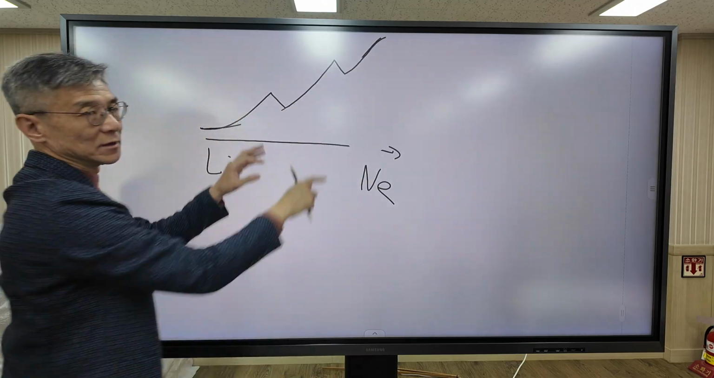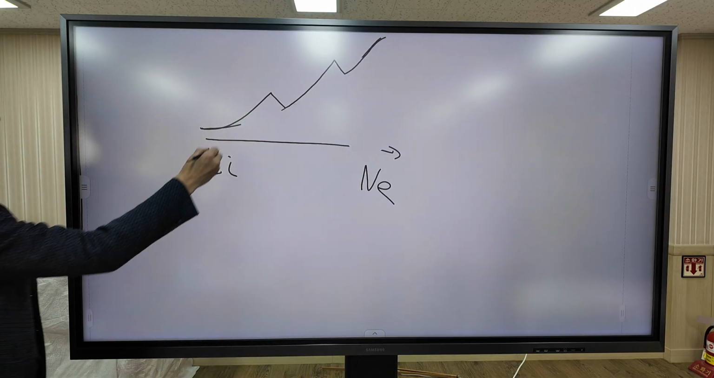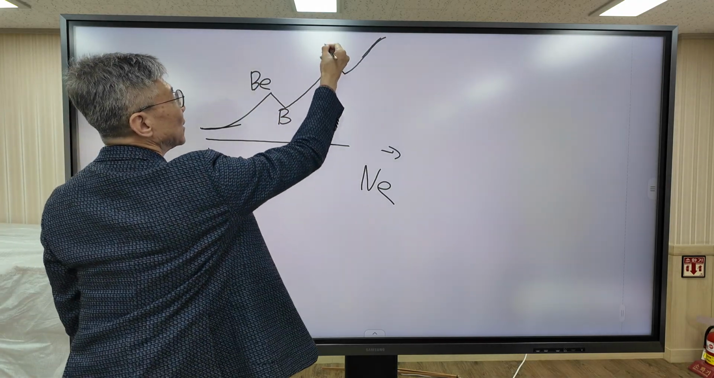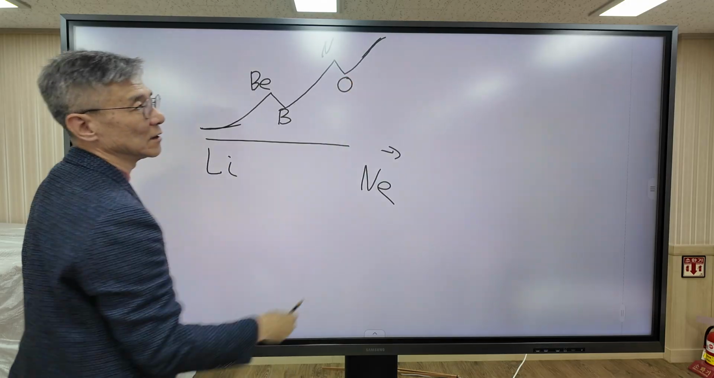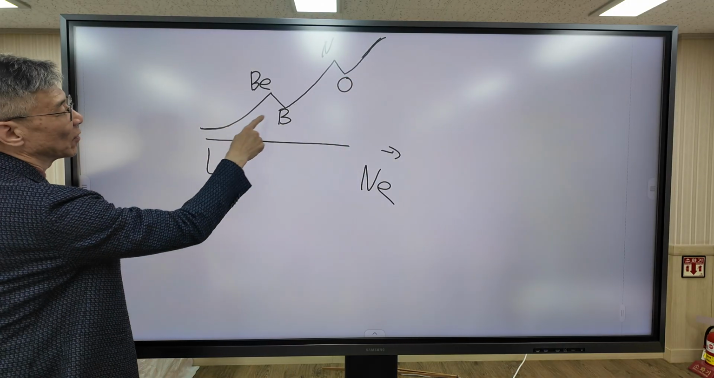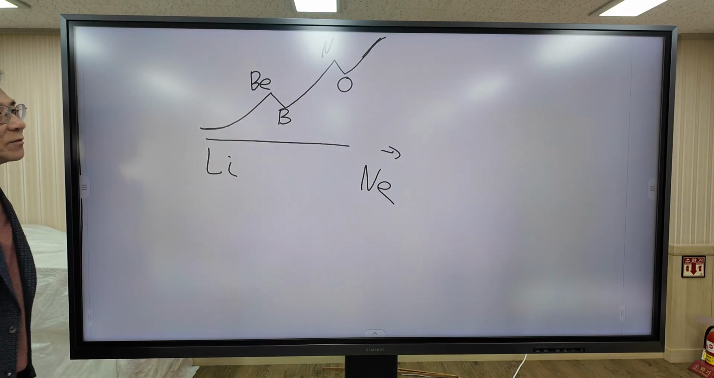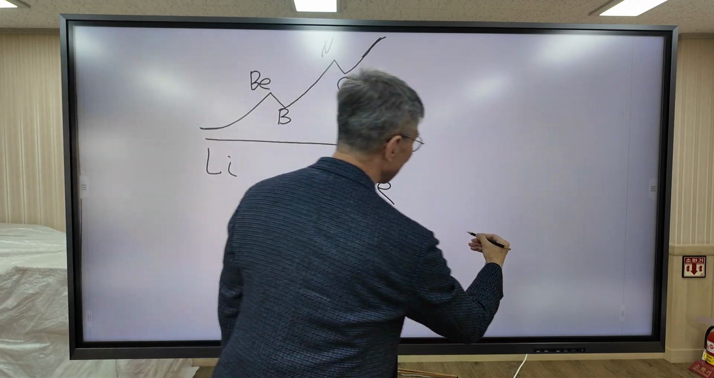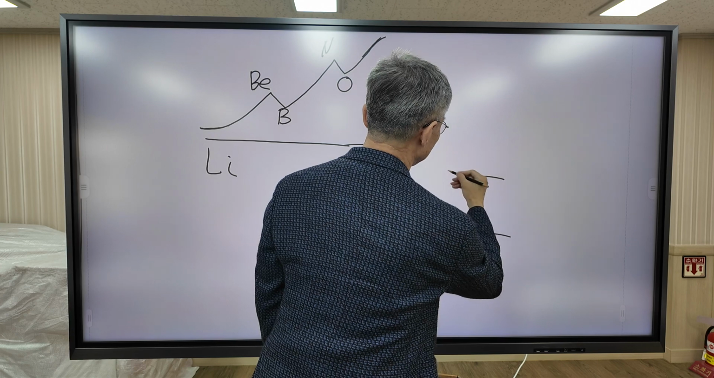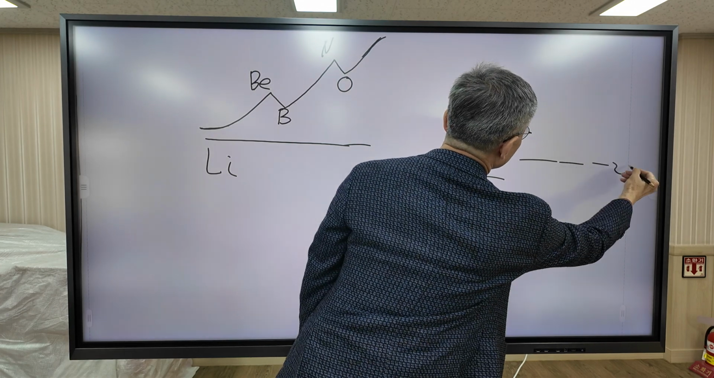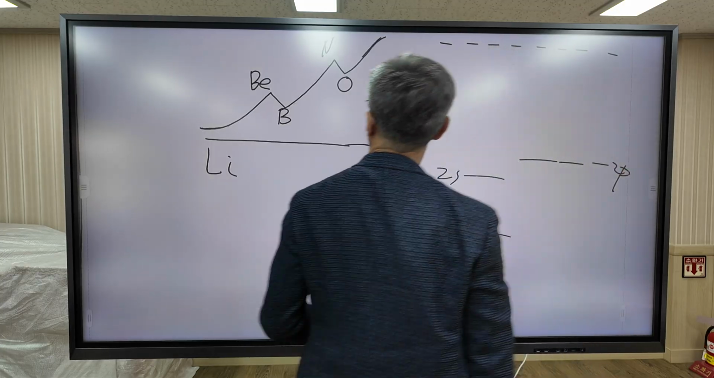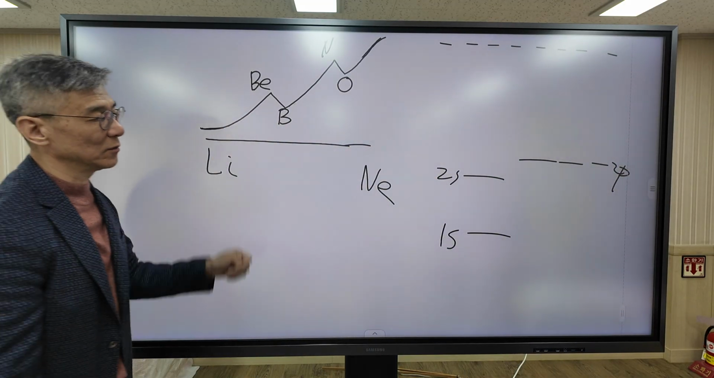There are two exceptions here: beryllium, boron, nitrogen, oxygen. The ionization energy of boron is lower than beryllium. Why? So this is the energy level. This is the vacuum state. The electron configuration of beryllium is this.